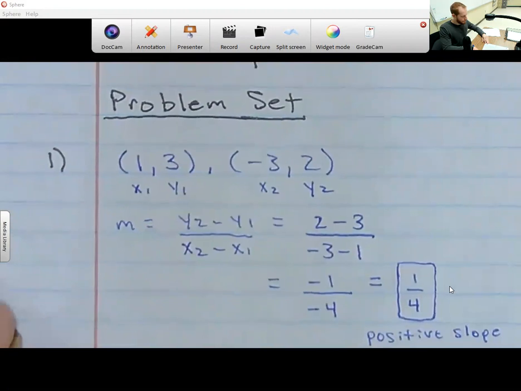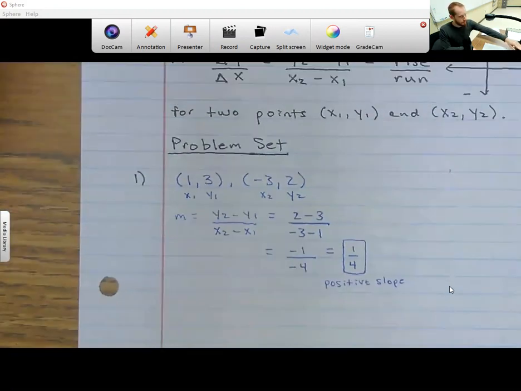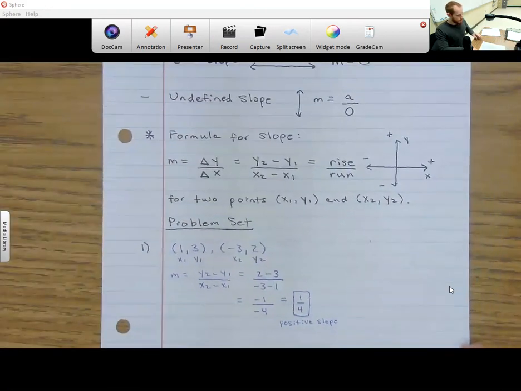Okay, so let me zoom out a little bit. There we go. Okay, so that's number 1. Now let's take a look at number 2.